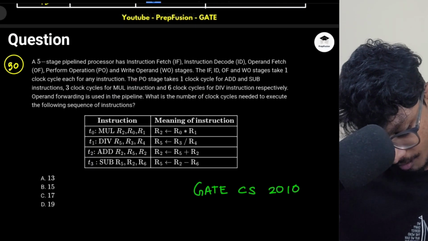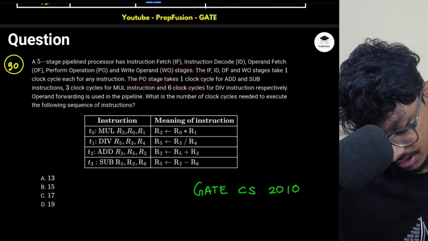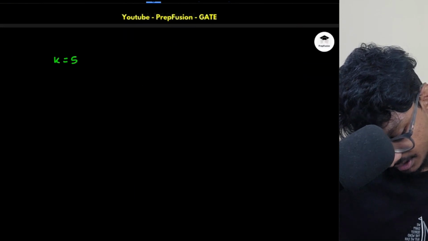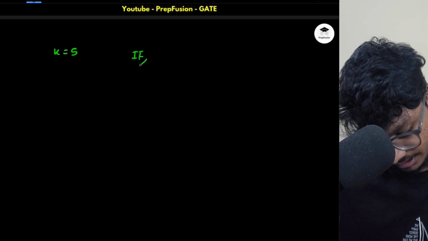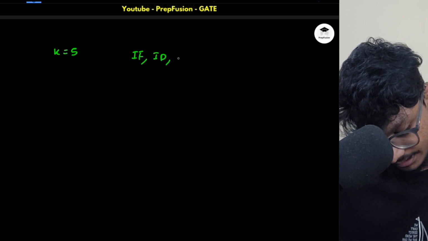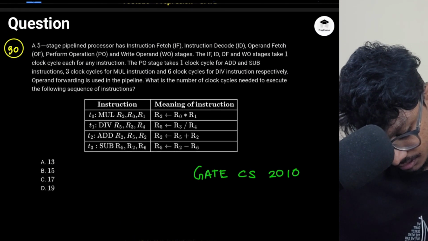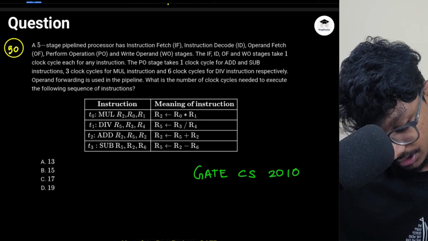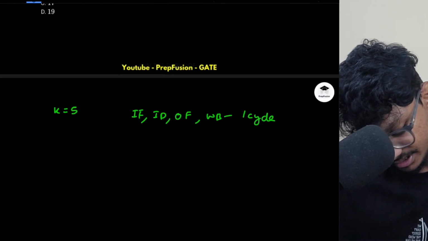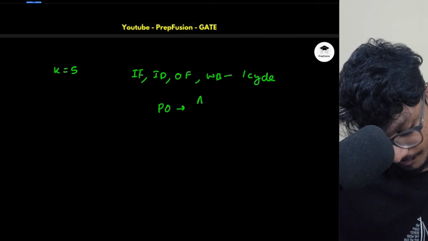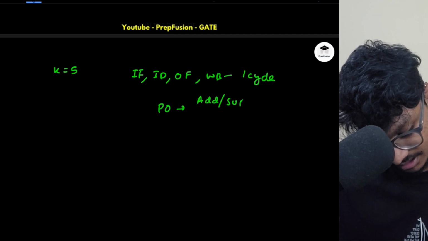And what it is telling, the IF, ID, OF, and WB stages take 1 clock cycle each. Okay. And the PO, perform operation, of add and subtract takes 1 clock cycle.